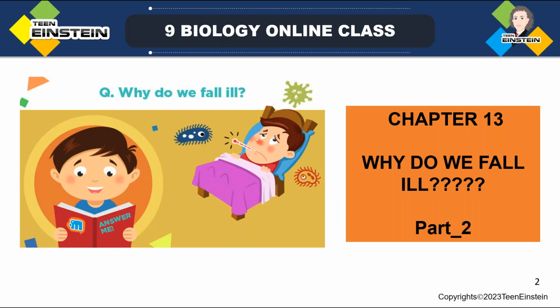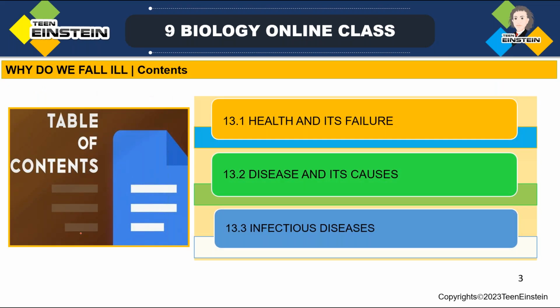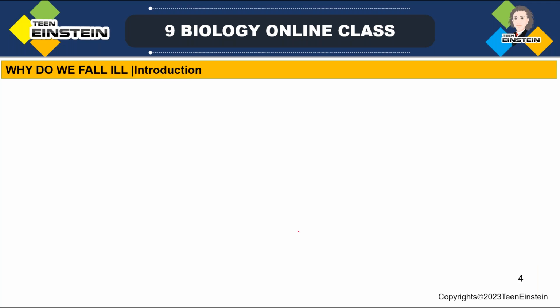Now we are in the second part of chapter number 13, why do we fall ill? This is a very important question in our life: how we are falling ill, or what situation makes us feel like we are not healthy, like our body is not working well. In this chapter, we are discussing health and its failure, then disease and its causes, then infectious diseases.